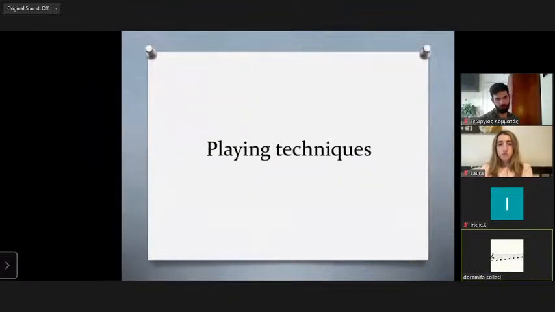Okay, now we have seen all the instruments that make up the woodwind section. So now let's see in a few minutes the different playing techniques. This will be easy for you because we have already seen the different articulations in the string instruments. And in the woodwind instruments, the articulations are similar. We have to see some particularities of the woodwind instruments. This will be easy to understand for you.